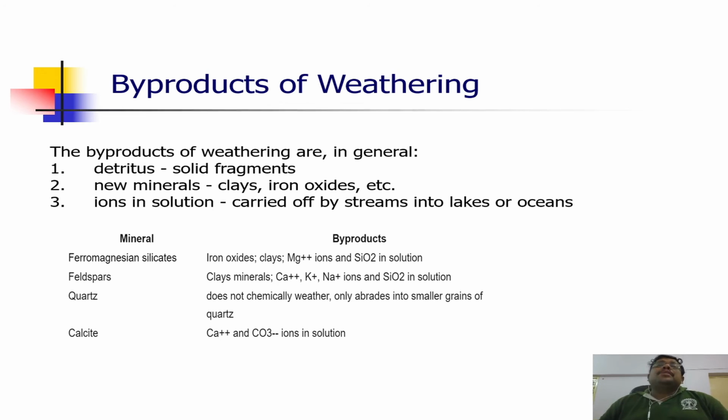Now, what are the byproducts of weathering? Well, the byproducts of weathering are in general, first of all, detritus, which are basically solid fragments. Then new minerals, you can see, which are clays, iron oxide, etc. And these are formed due to chemical weathering. And ions in solution, which are carried by streams into lakes or oceans. So these are basically the byproducts of weathering.